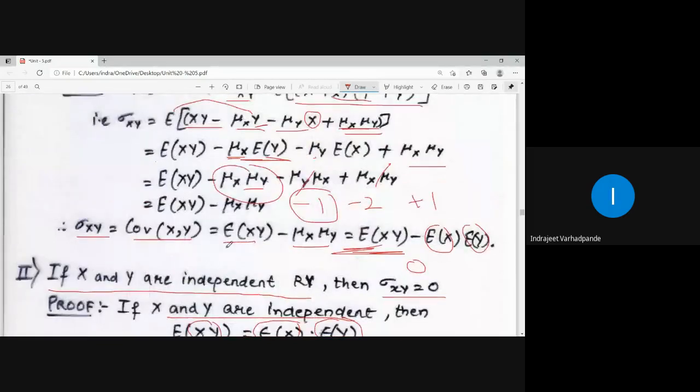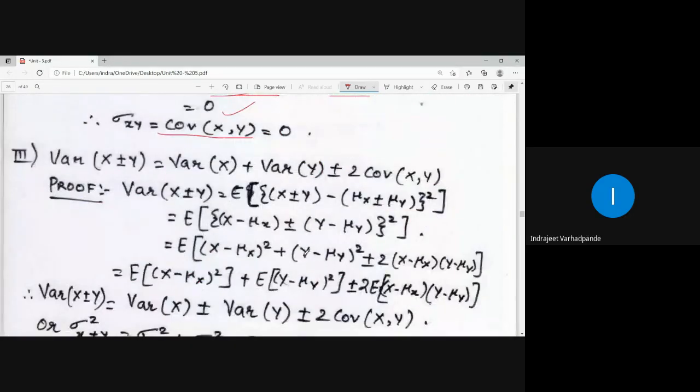In all other cases, covariance of xy is expectation of xy minus mu x into mu y. The third statement that we have: var of x plus minus y is var x plus var y plus minus 2 times covariance of xy. So whether you are taking variance of x plus y or variance of x minus y, it will be var x plus var y plus minus. Whenever it is plus, it is plus; whenever it is minus, it will be minus 2 times covariance of xy.